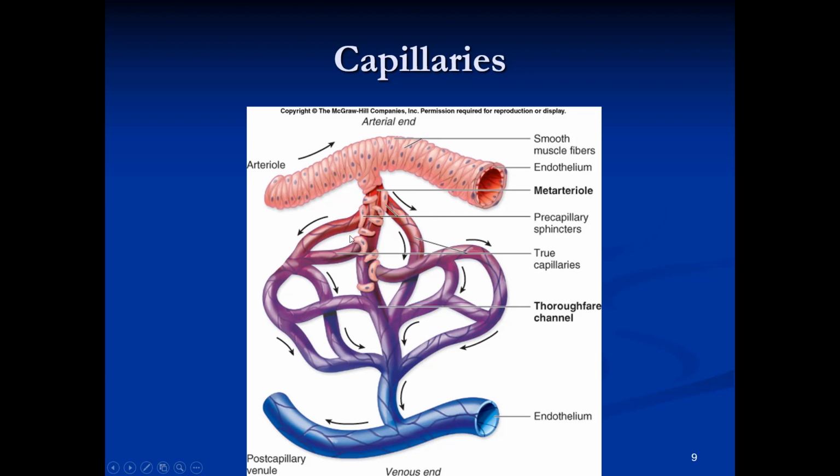One other term I'm going to give you right now is, if you look closely, even within this capillary bed, you get these little rings of smooth muscle. These are called precapillary sphincters, and they can regulate blood flow through the capillary beds also.